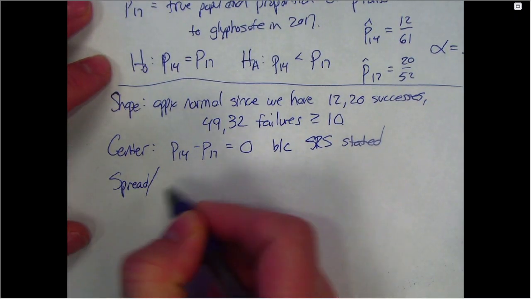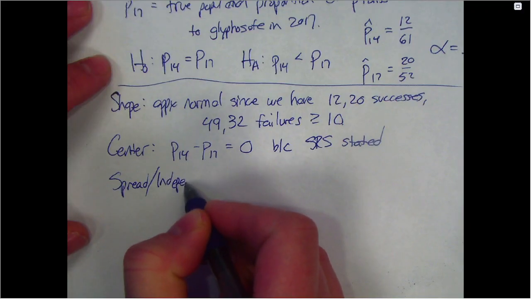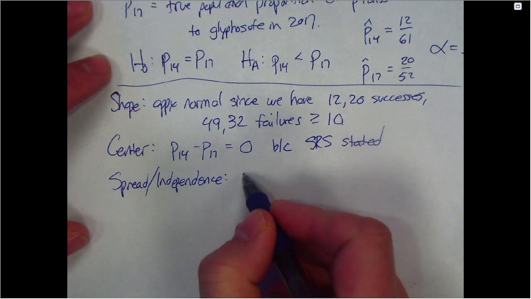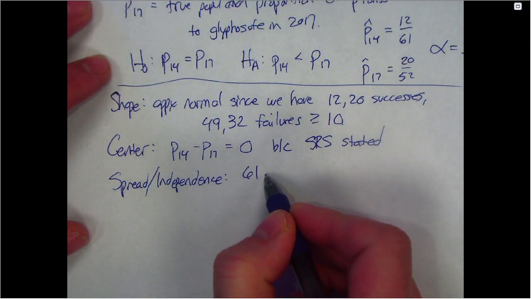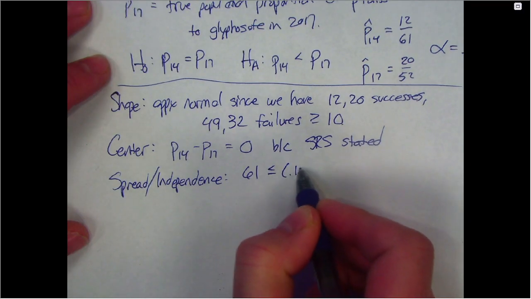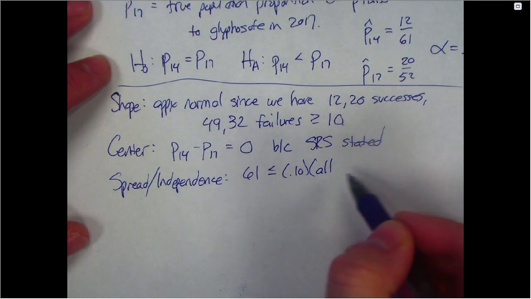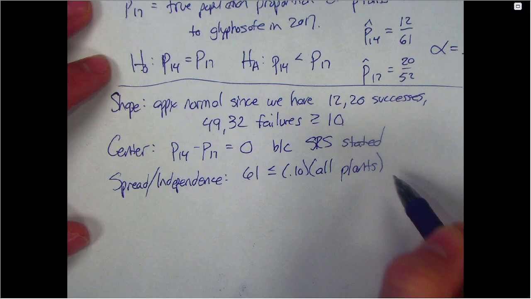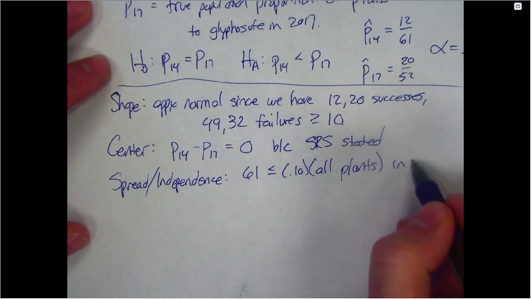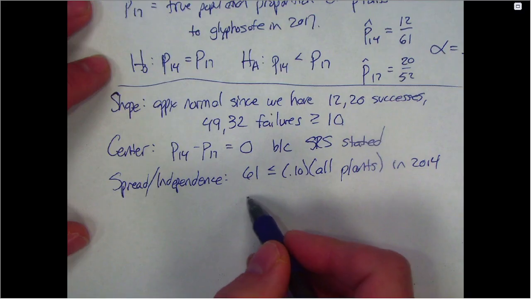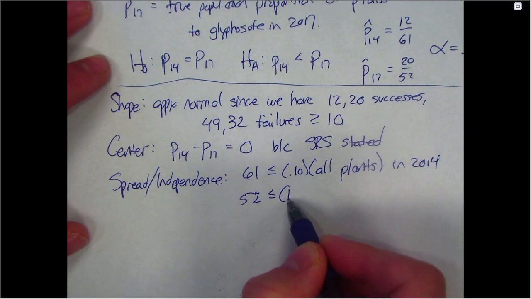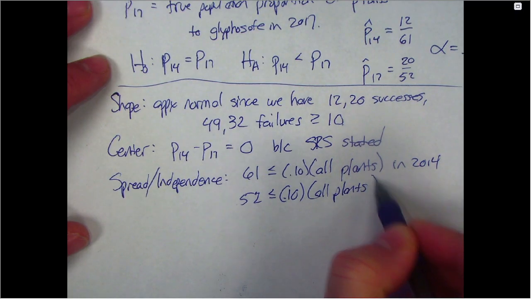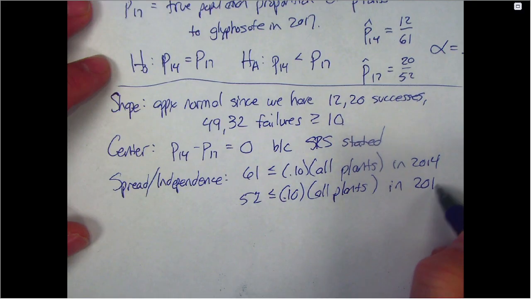And then spread and independence. 61 is less than 10% of all whatever these plants were. I'm just going to put all plants in 2014, and then 52 is less than or equal to 10% of all whatever this plant was in 2017.